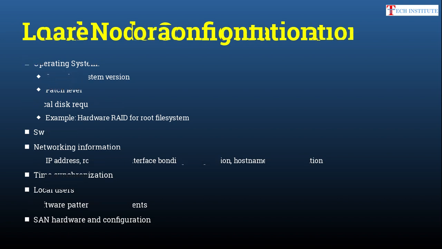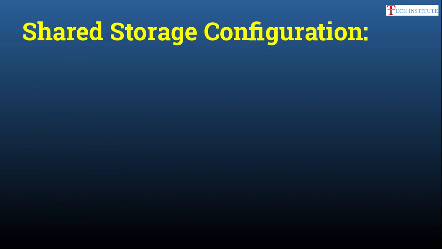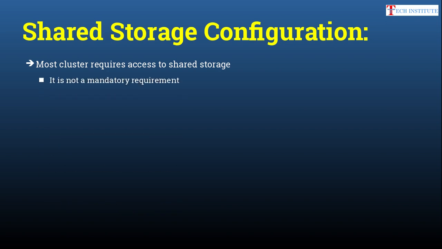Now once you're done with local node configurations, you need information about the shared storage configuration. Most clusters require access to shared storage, but this is not mandatory. You can skip this if your application or resource doesn't require shared storage. For example, if you are putting a SAP HANA cluster, that doesn't require shared storage, as SAP HANA has its own mechanism to do data sync between the nodes, so you don't need shared storage in that case. And if you want shared storage access, you can use either of these methods.